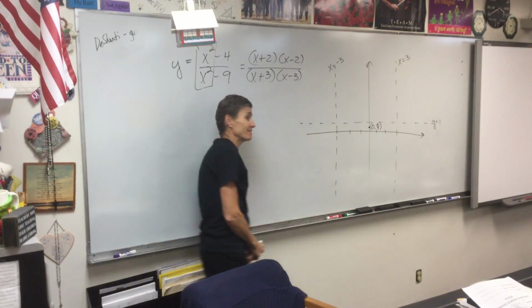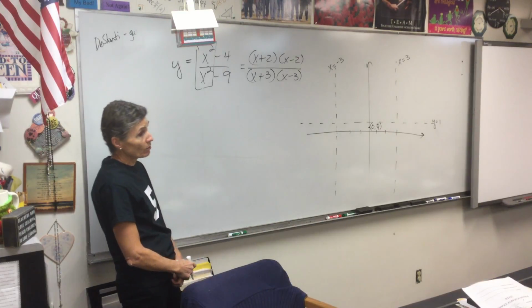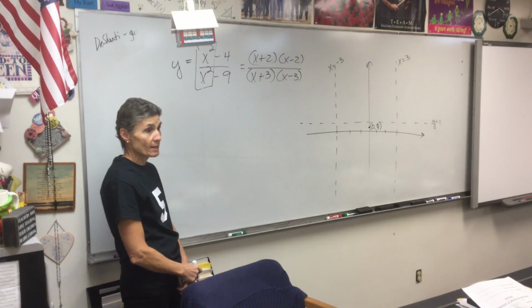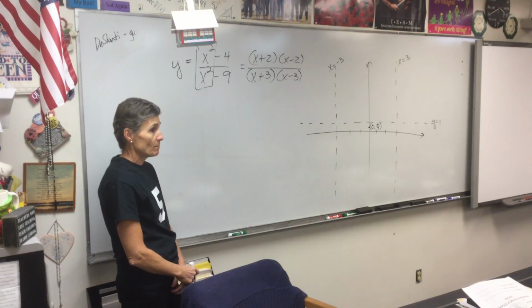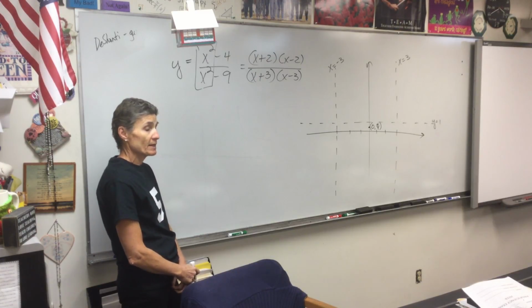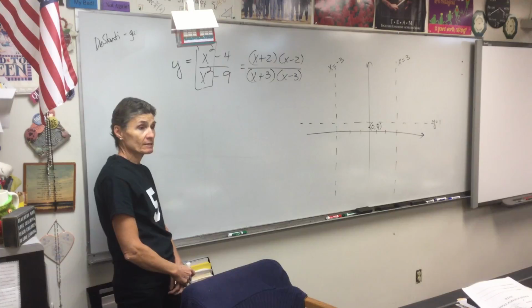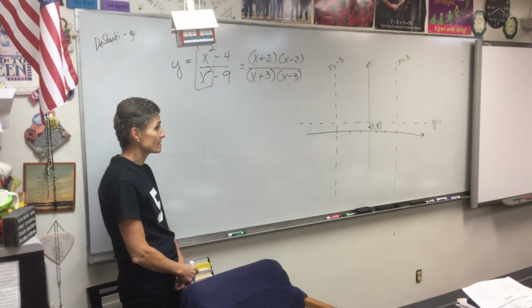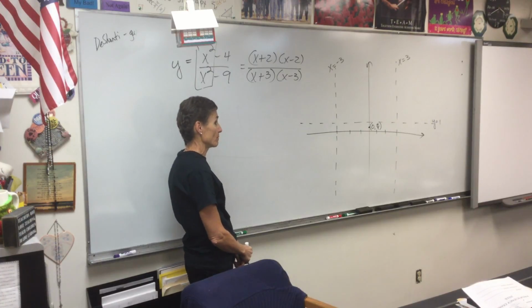Now some of you are just sitting there letting me do all the work, and that's all hunky-dory, except when it comes to quiz time. Maybe you better practice it on your own. To find a y-intercept, we let x be 0. So we put in 0 for the x's and see what we come up with.